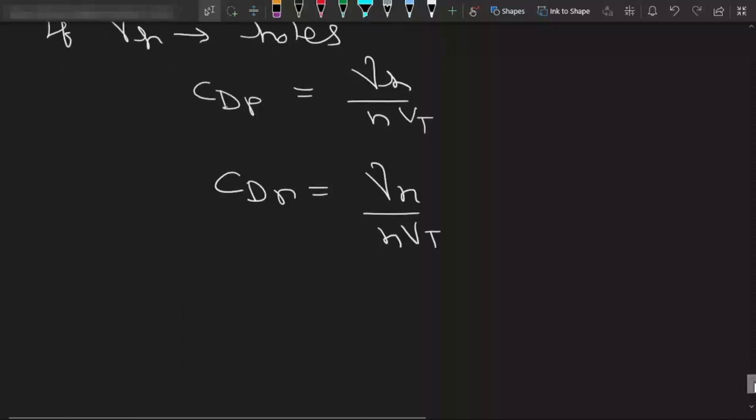So here we can see that in a PN junction, there are two types of capacitance. First is transition capacitance and second one is diffusion capacitance. Transition capacitance dominates in reverse bias condition and diffusion capacitance dominates in forward bias condition. So in the next lecture, we will start the metal semiconductor junction.